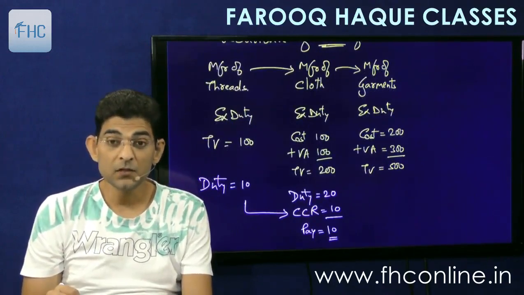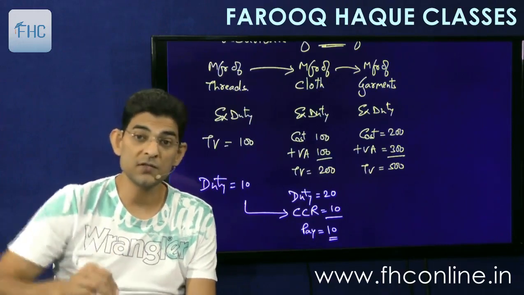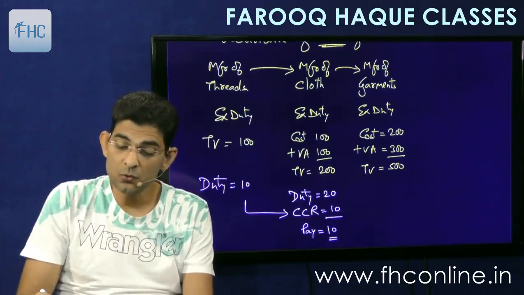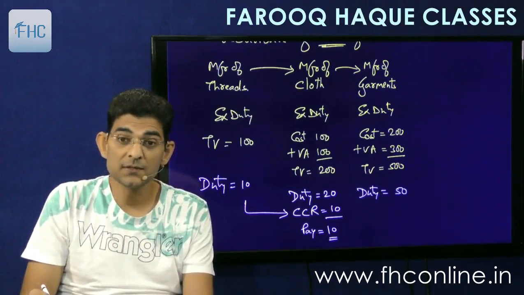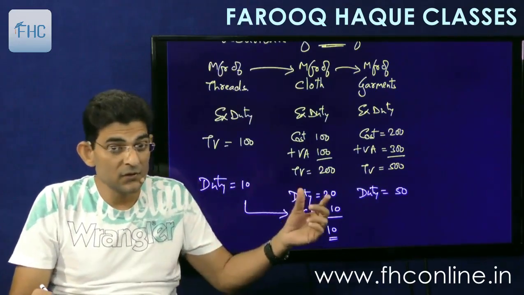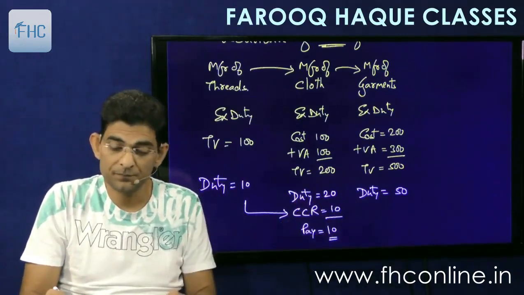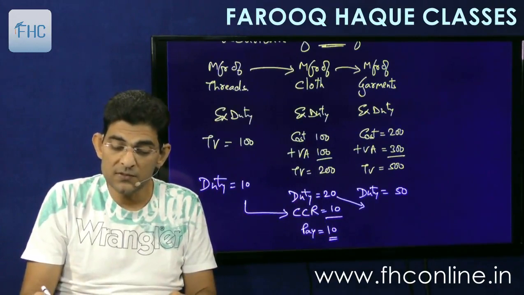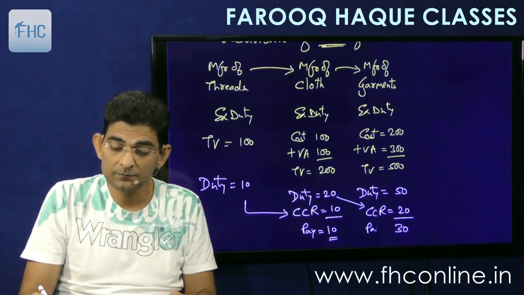Similarly, the third manufacturer will first charge excise duty on the full transaction value of 500. So his duty will come to 50 at the rate of 10%. Then this duty of 20 which is charged here will be allowed as credit to him. So this 20 will be allowed as CCR to him, and he will pay only 30 rupees to the government.